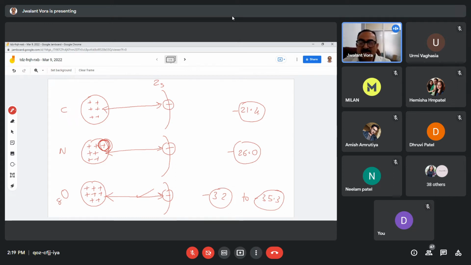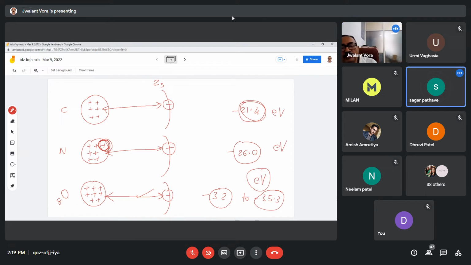So this is VSIP, valence state ionization potential. The potential that we need to apply for the removal of an electron from the valence state to convert it into a respective cation. So this is about VSIP.